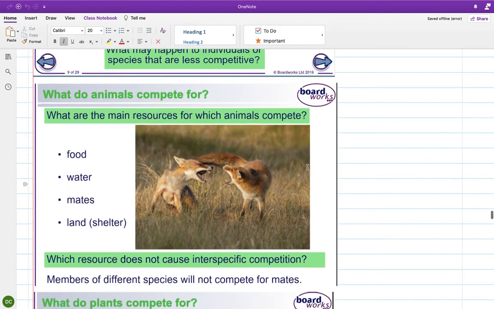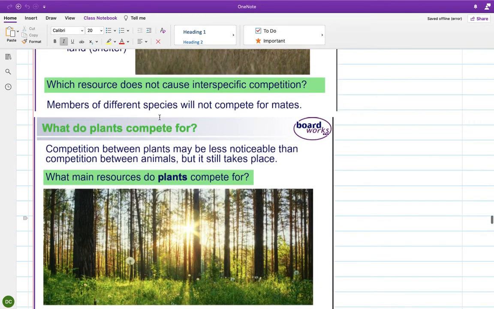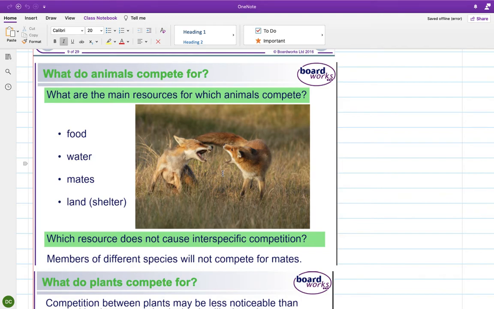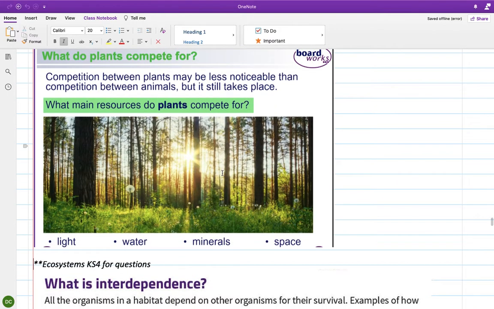What do animals compete for? So I've gone through that already. Members of different species will not compete for mates. So that does not happen in nature. Competitions between plants, obviously, I'm sure you've in your time seen nature documentaries, like the competition for mates, or water or food, and they're quite fierce when you see it between two amazing majestic animals in the wild. And it's not quite as impressive when it's between a primrose and an oak tree, but it is happening. They're competing for light, water, minerals, and space.